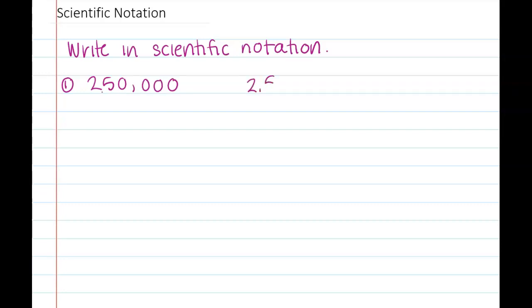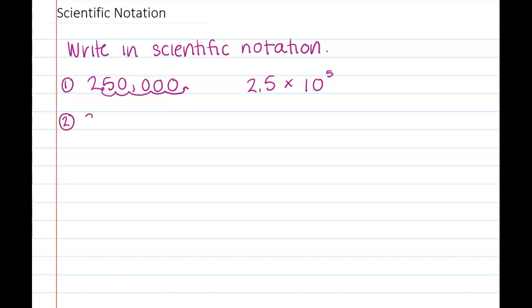So 2.5 times 10. I'm going to start there and see how many places we're going to move to get to the number. So 1, 2, 3, 4, 5. It takes 5 to get to our number. So we have 2.5 times 10 to the 5th. When we have a positive exponent, we move to the right.